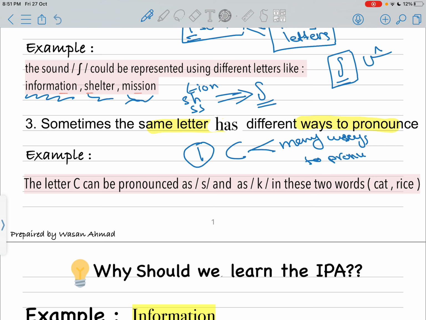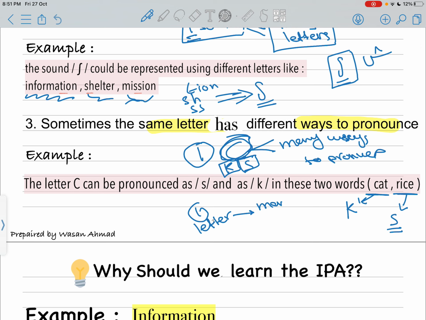I could pronounce it like ka, or I could pronounce it like sa. So we have two ways of pronunciation for the same one letter. In the word cat, I pronounce this C letter like ka. And in this word rice, I pronounce this C as sa. So one letter, but many sounds.